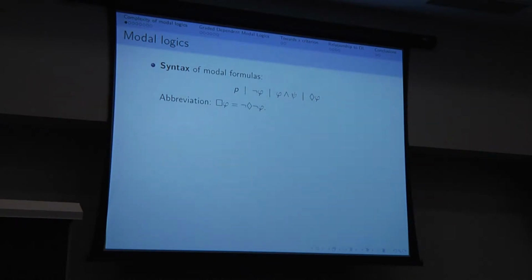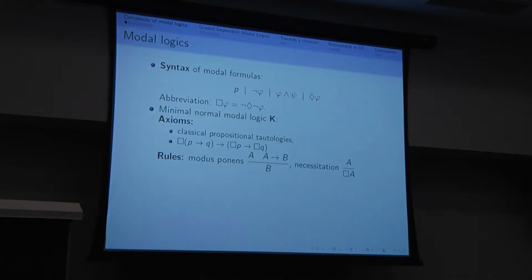So, the syntax of model logics is very simple. We have propositional formulas, propositional letters, negation, conjunction, and, for instance, one model operator, diamond. And boxes, we can take it as an abbreviation. Here is a definition of the minimal classical model logic, normal model logic K. It has axioms, classical tautologies. It has a special axiom schema called normality, and two rules, modus ponens and necessitation.